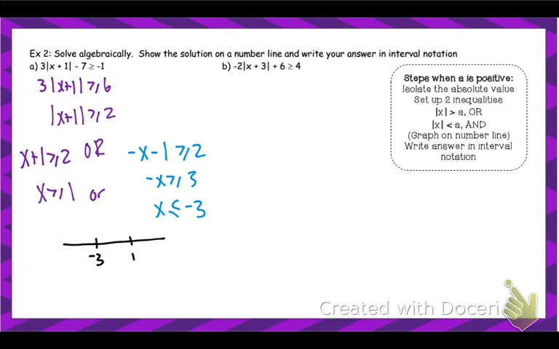So I'm looking for where x is greater than or equal to 1, and I'm looking for where x is less than or equal to negative 3. Since this is an OR situation, we don't need to worry about any overlap. We're just finding where we drew our arrows. So from negative infinity to negative 3, with a bracket because it's or equal to, and then bracket from 1 to infinity.